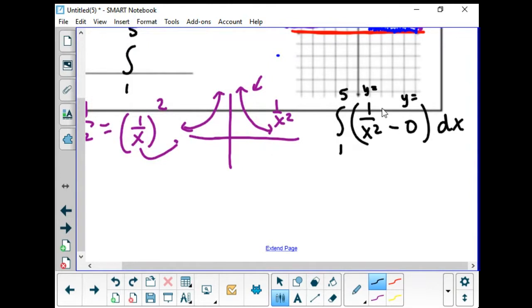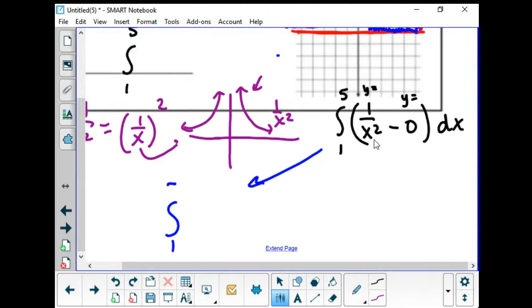Now, integrating 1 over x squared, always fun. Not a natural log. If you did last week's lesson, you might be like, ooh, that's a natural log. If it was 1 over x, it would be natural log. But 1 over x squared, that's just, let me go over here and do this.